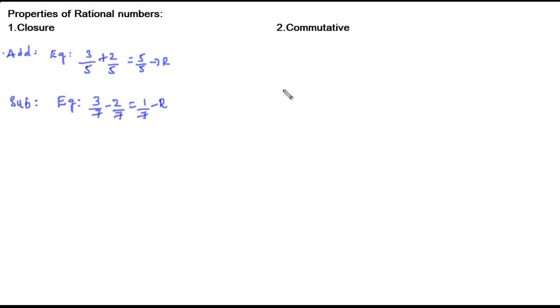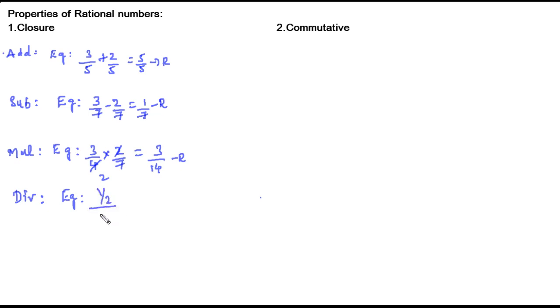Now let's look into multiplication. One example, 3 by 4 into 2 by 7. The resulting number is, you can cancel out 2 here, it's 3 by 14, which is a rational number. Let's look into division. One example, 1 by 2 divided by 3 by 5, which will be equals to 1 by 2 into 5 by 3, that is equals to 5 by 6. This is also a rational number, so we can say that closure property is satisfied.